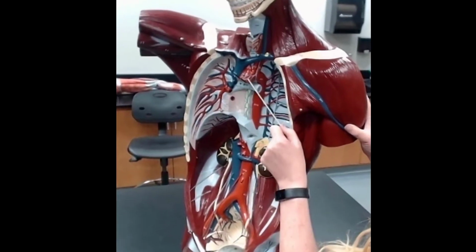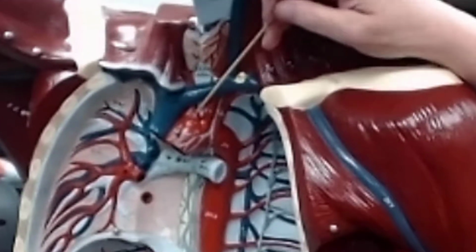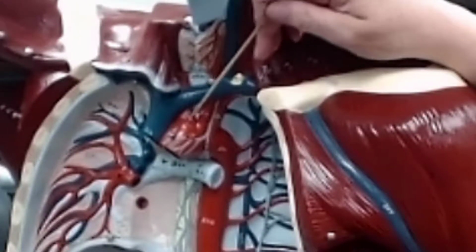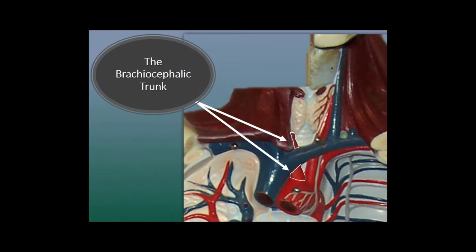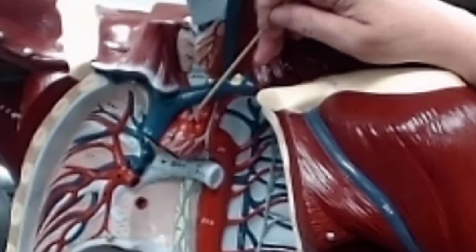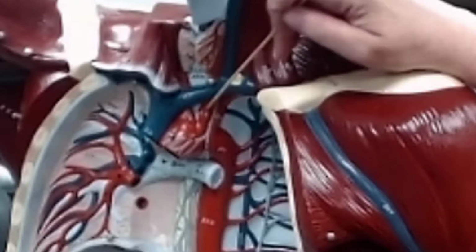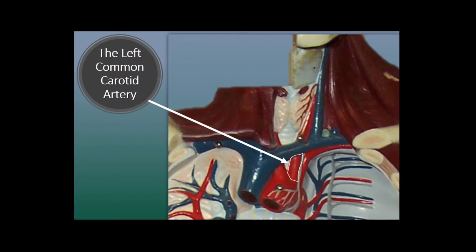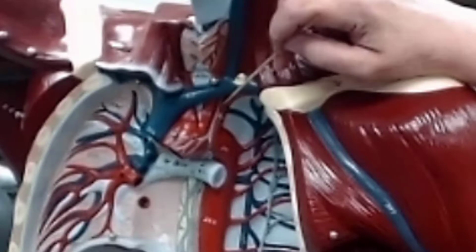So, the aortic arch has three superior branches that are coming off of the aorta. The first one here is the brachiocephalic trunk. The second one is going to be the left common carotid artery. The third one is the left subclavian artery.